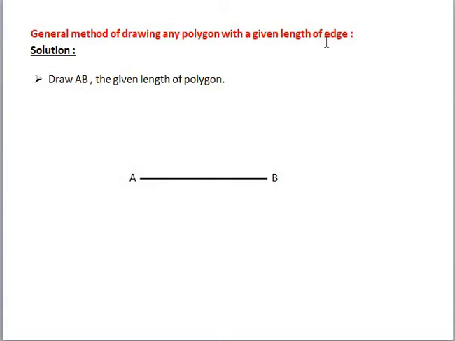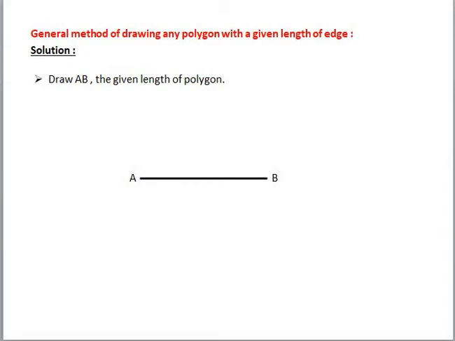Say the question will be given to you, and in that question the length of an edge will be given to you. For example, in this drawing, let us say the length of AB is 70 millimeters. So first, draw this horizontal length AB of length 70 millimeters. Okay, and with this length of the edge, we'll see how to draw different polygons.